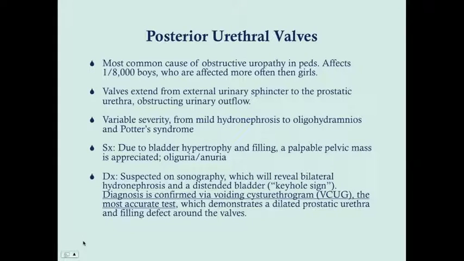All right, so finally we'll talk about posterior urethral valves. This is the most common cause of obstructive uropathy in pediatrics, and it affects 1 in 8,000 boys, and typically the boys are affected in this disease, but girls can be affected as well. The valves will extend from the external urinary sphincter to the prostatic urethra. That's considered the posterior urethra. And that obstructs urinary outflow.